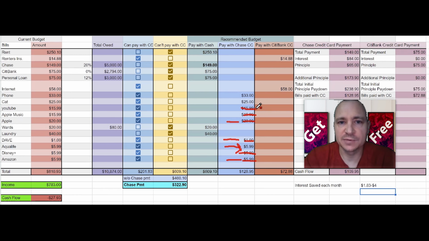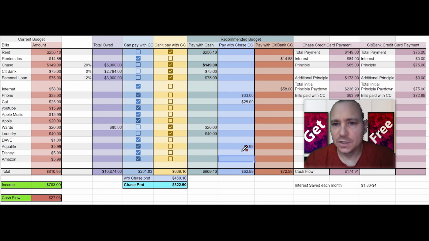Look into those other options. There's no need to be paying $15.99, almost $200 a year just for that. Okay. That's about it as far as the bills that we can cut down right away. So let's see how that affects our budget.